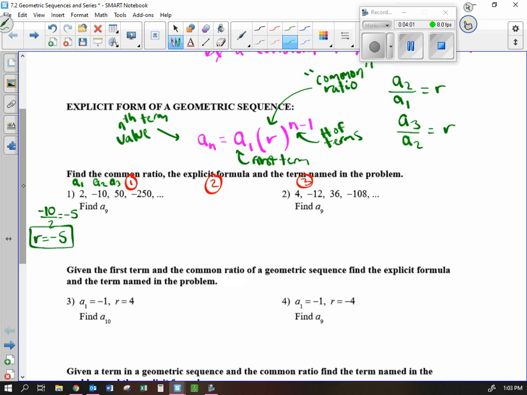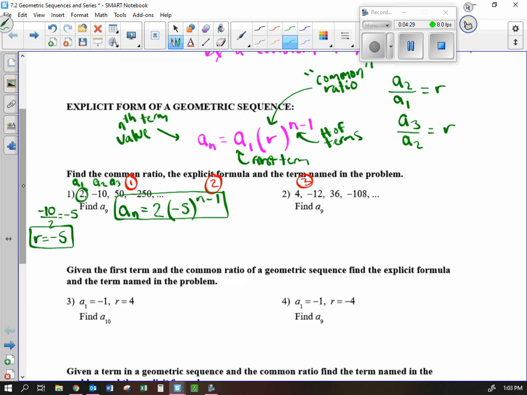Now let's write this explicit formula and box that. Let's go into this a sub n. A sub 1, well, that's my 2. So let's plug in 2, parenthesis r, what we just found, so negative 5, and then n minus 1. So that would be our explicit form, and that's part of our answer as well. So I boxed it, and you should too.